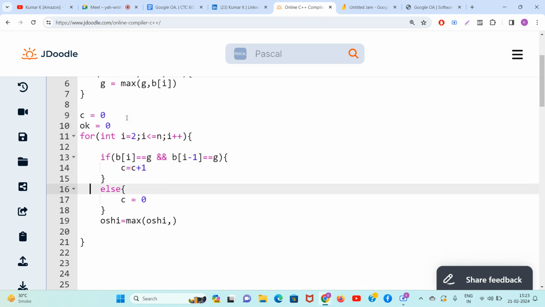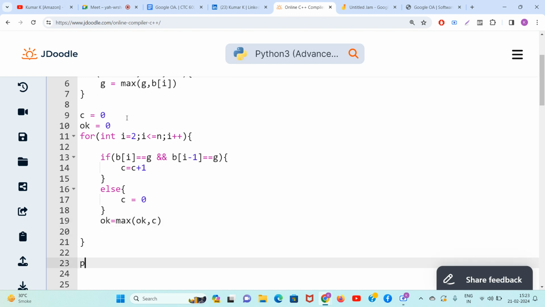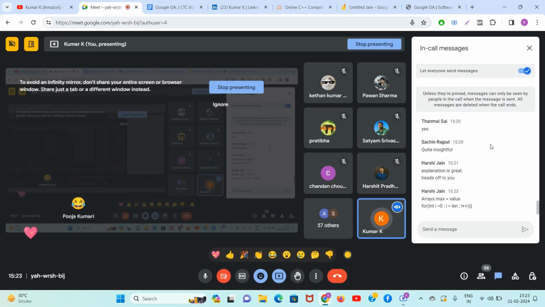Okay. So guys, ok equal to, in many of my codes on LeetCode and past codes, you will find that I'm using this variable name. Reason you will come to know after some years. Ok equal to what? Max of ok comma what? C. And guys, you will print C plus 1. I will explain you how this algorithm is working. Don't worry. I will explain you.